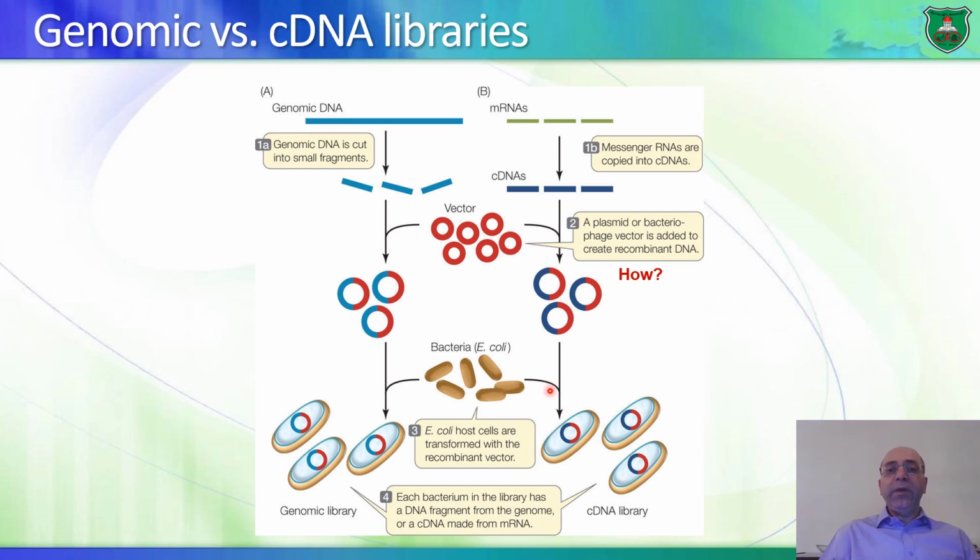But if we create cDNA libraries from different cells, these libraries would be different because the genes that are expressed in skin cells are different than the genes that are expressed in nerve cells. So these cDNA libraries would be completely different.